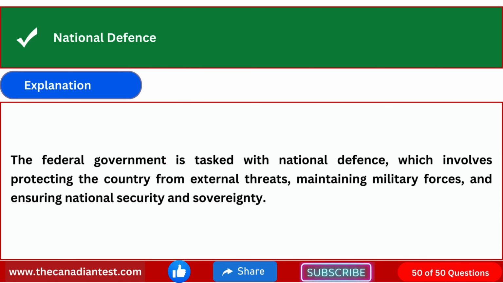The correct answer is national defense. Explanation: the federal government is tasked with national defense, which involves protecting the country from external threats, maintaining military forces, and ensuring national security and sovereignty.